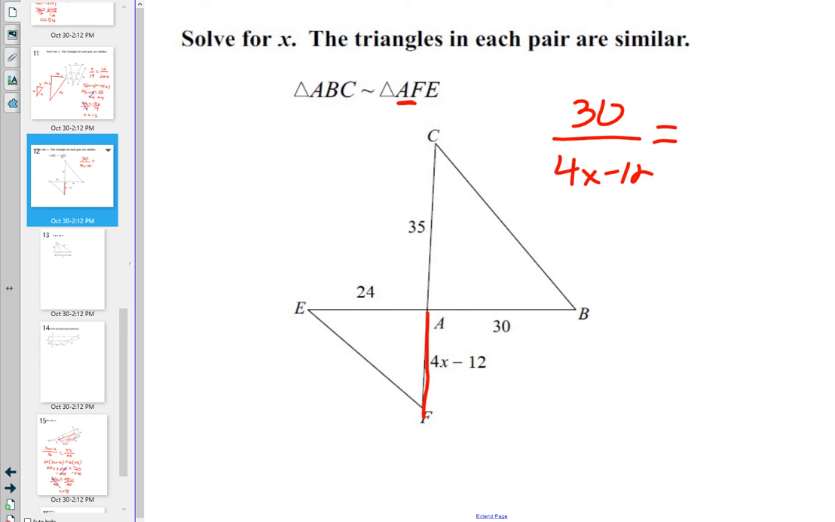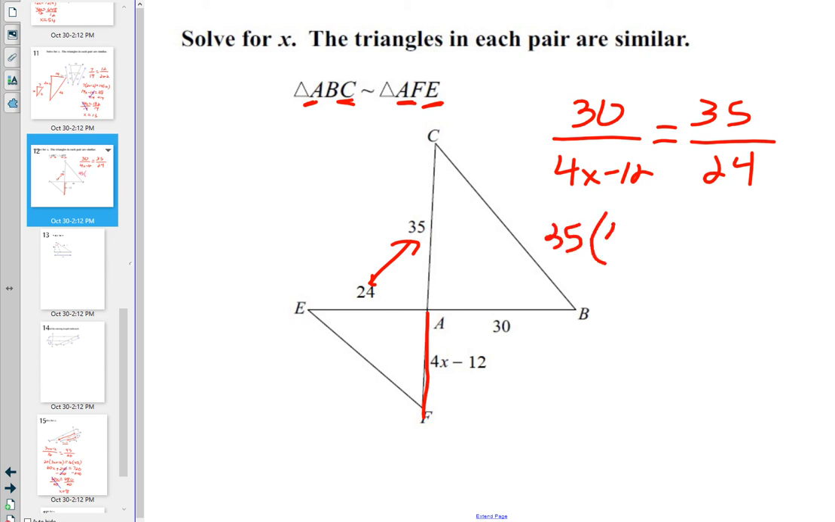So then the 24, I would assume is going to correspond to the 35, but I can double check that. 24 is AE, that's the first and the last. 35 is between A and T, that's first and last. So 24 is part of the 4x minus 12, that will go on the bottom. 35 would go on top.